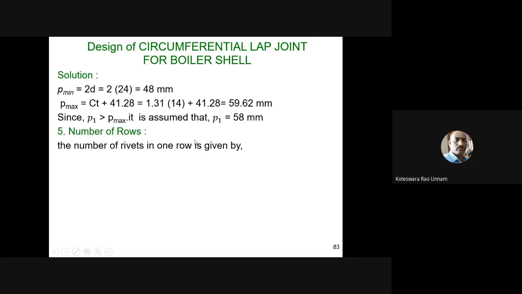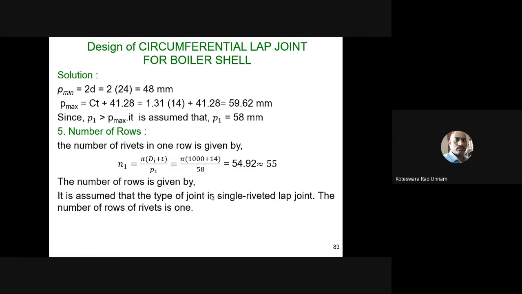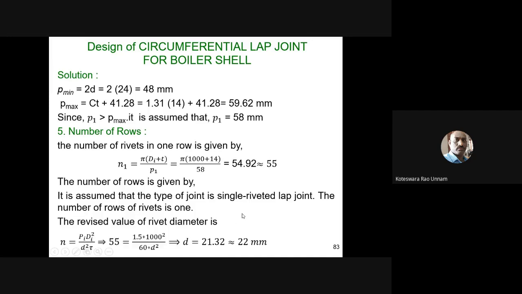So with that, now we designed the pitch value, we estimated the number of rows, and we estimated the number of rivets also. Number of rivets is 55 and pitch value is 58 mm, and there is only a single row in the joint. So the diameter of the rivet is 22 mm.